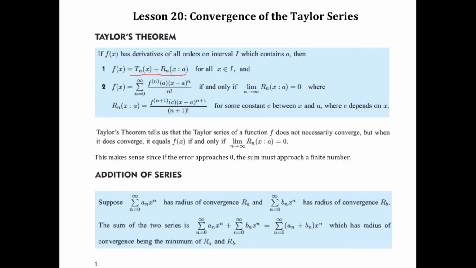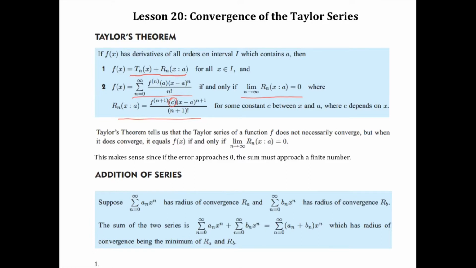Which equals the sum for n is 0 to infinity. Now look at this. It seems like the error's gone all of a sudden, but it works if the limit as n approaches infinity of the error is 0. So if the error approaches 0 as n approaches infinity, that's okay because we're not adding anything really anyway. And the error is the n plus 1th term, and we put c in there, if you remember, for some constant c between x and a, where c depends on x.